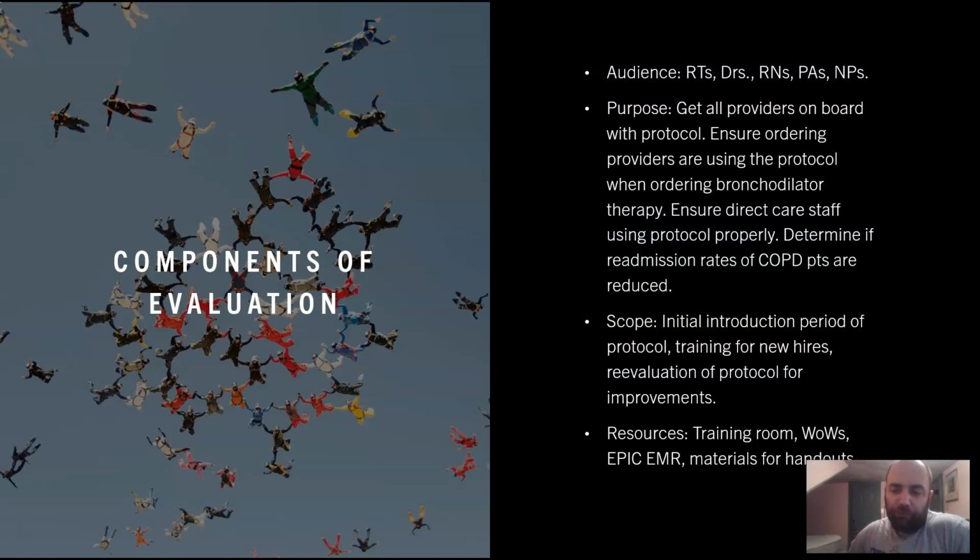The scope is the initial introduction period of the protocol, and then obviously branching out after the protocol is implemented and training existing staff, and then training new hires, and then reevaluating the protocol for improvements. Resources include an education room for initial teaching, a workstation on wheels for being out on the floor teaching people the protocol and using it, the Epic electronic medical record, and materials for handouts.